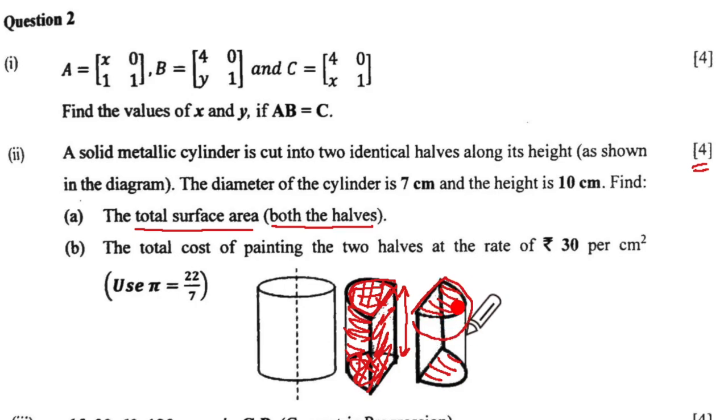So it's better to take the full CSA like this, which means the perimeter from here to here, perimeter like this of the cross section multiplied by the height, and that will give us the CSA of each half. Then B part, the total cost of painting the two halves at the rate of rupees 30 per centimeter square, take pi as 22/7. Let's look at the presentation.